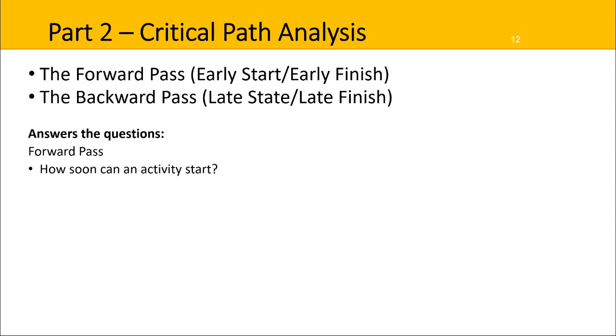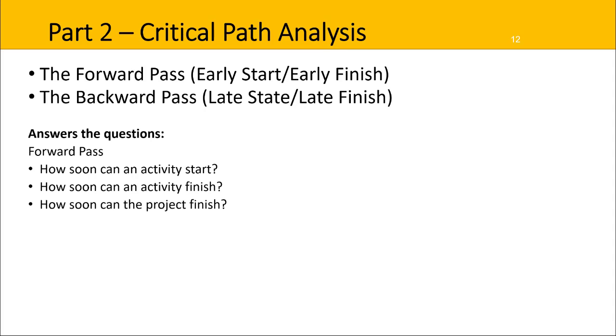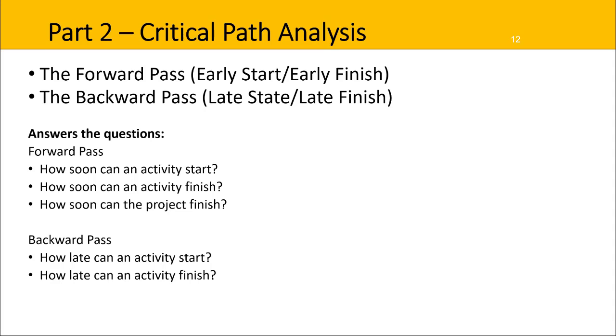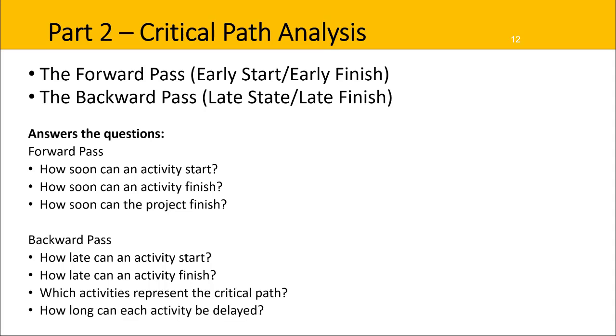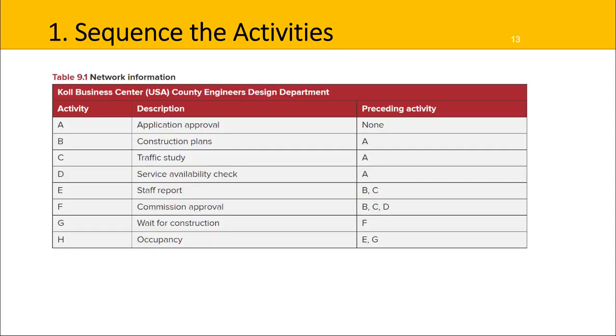The forward pass helps us to know how soon can an activity start, and how soon can an activity finish. And also, how soon can the project as a whole finish? The backward pass helps us to know how late an activity can start and how late it can finish, as well as what activities represent the critical path. And lastly, how long can each activity be delayed? So let's have a look at how to do this.